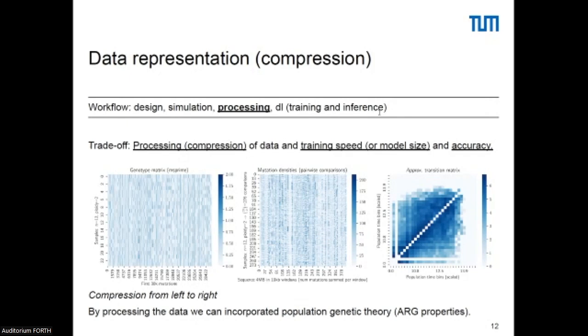So we see it's really a compression process from left to right with the aim of incorporating ARG properties directly. And there's, of course, a trade-off. The more you compress your data, the faster the training will be, the fewer parameters you'll actually need. And also, the more accurate it is, I find.